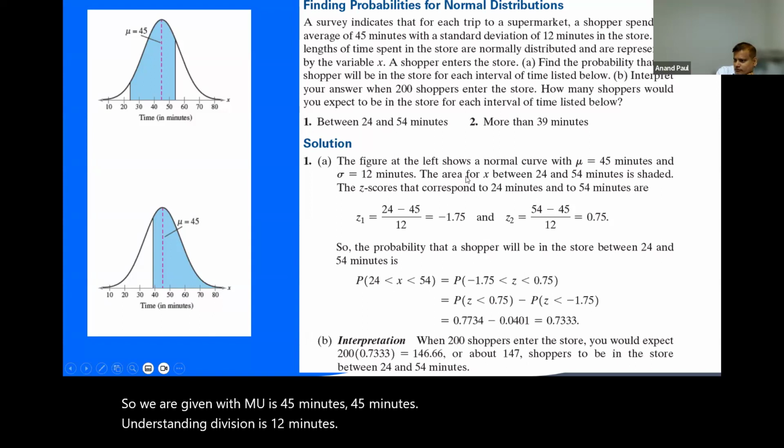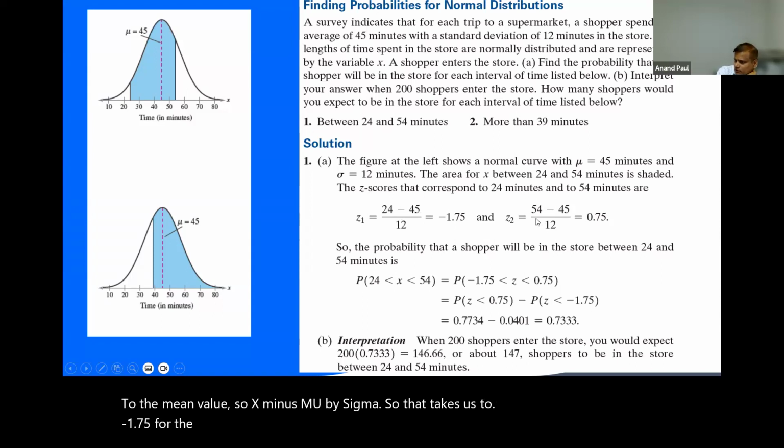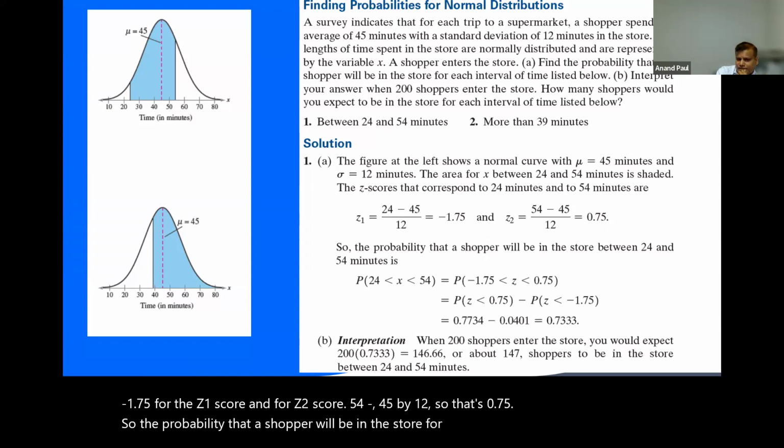And you want to find the area between 24 and 54 minutes. So you're looking at the z-score from 24 to 45 and 54 to 45. So you're looking from 24 to the mean value. So x minus mu by sigma. That takes us to minus 1.75 for the z1 score, and for the z2 score, 54 minus 45 by 12. So that's 0.75.